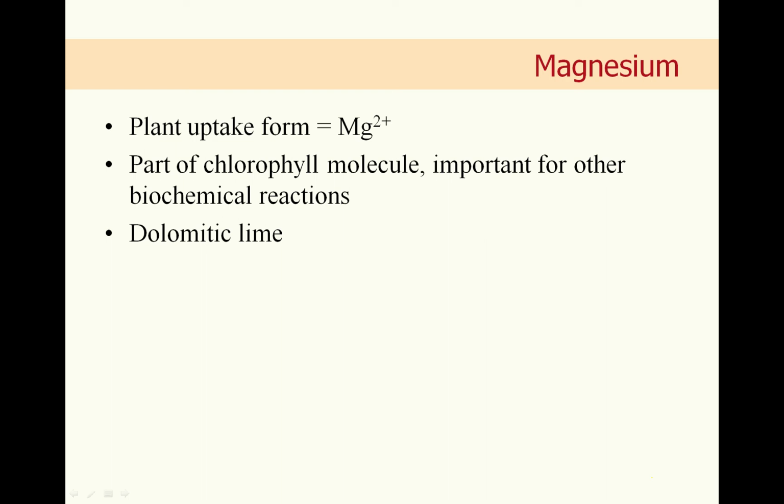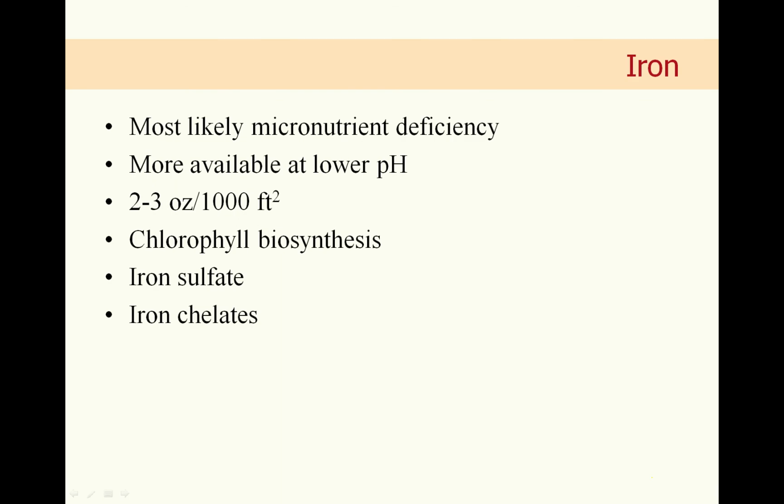Dolomitic limestone, I mentioned before. Dolomitic lime is a way that magnesium can be added to a turf. Iron would be the most likely micronutrient deficiency. There are a few others that could be a problem, manganese and boron, for instance. But in turf, we primarily see iron as a problem, especially when the pHs are high, as it might not be available at higher pHs.